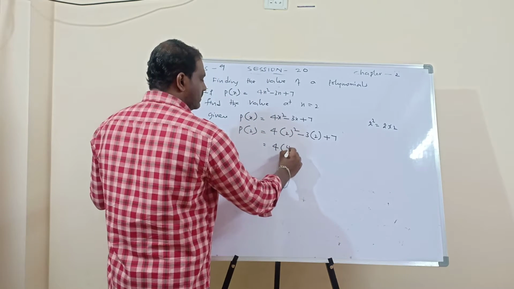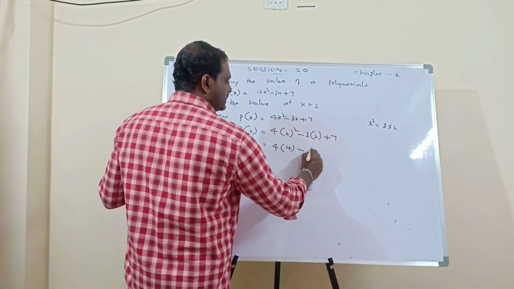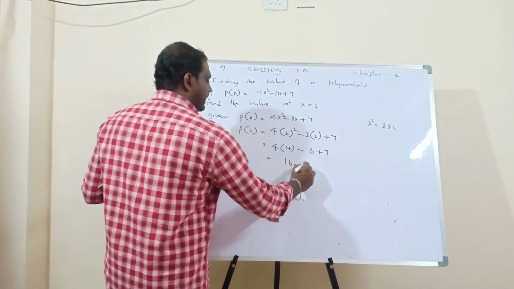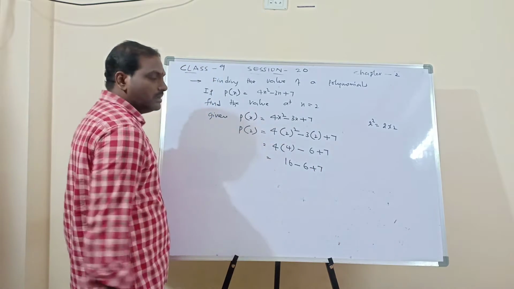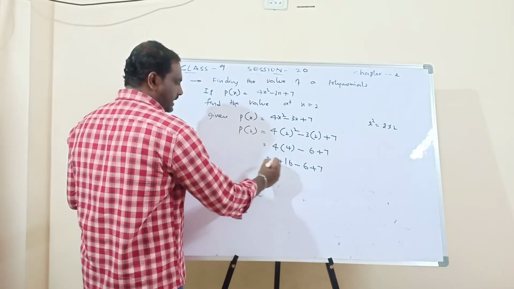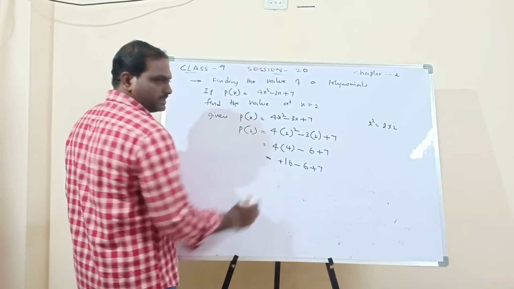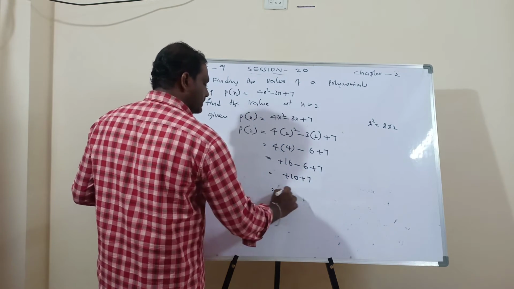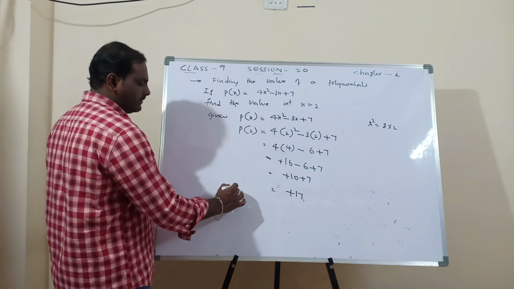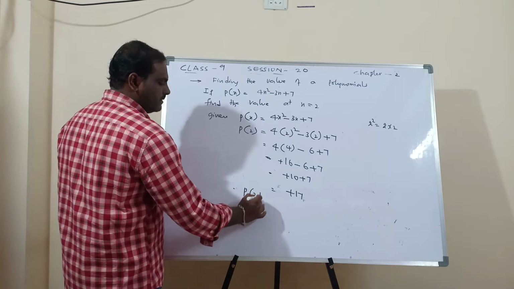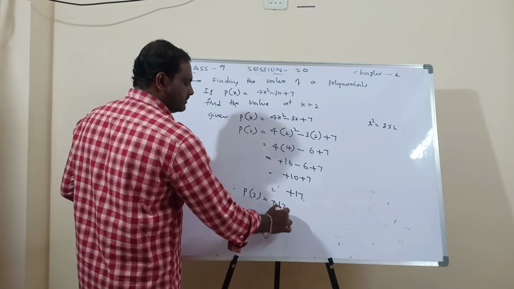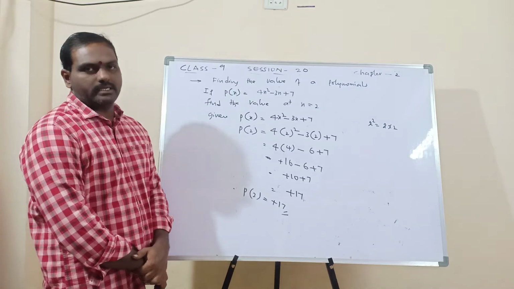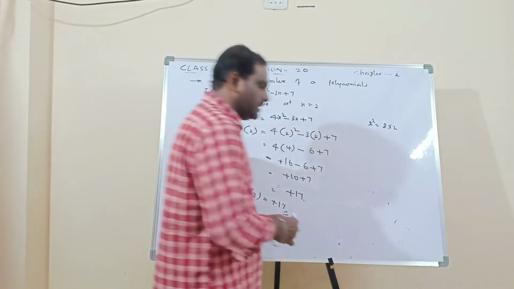So 4 into 4 minus 3 twos are 6 plus 7. 4 fours are 16 minus 6 plus 7. If nothing is similar, I can take it as plus. So plus 16 minus 6 is plus 10, plus 7. So the answer is plus 17. Therefore P of 2 is equal to plus 17. So like this we have to check. One more question, same question.